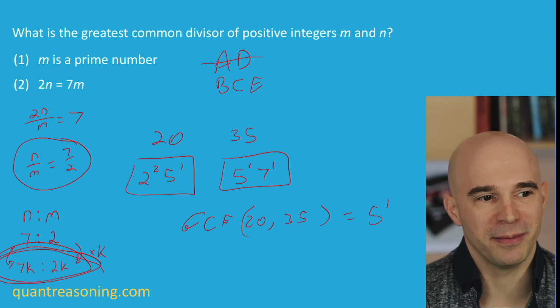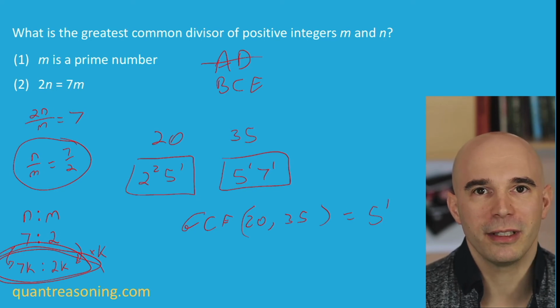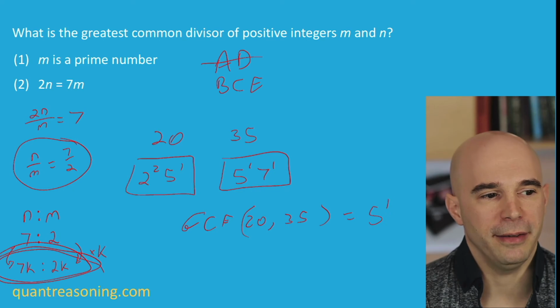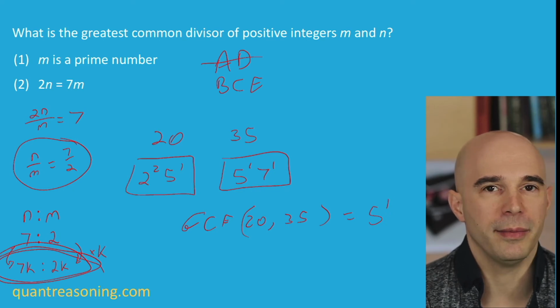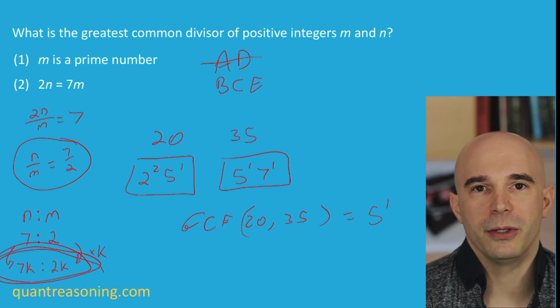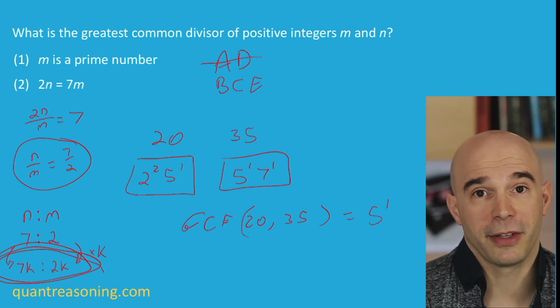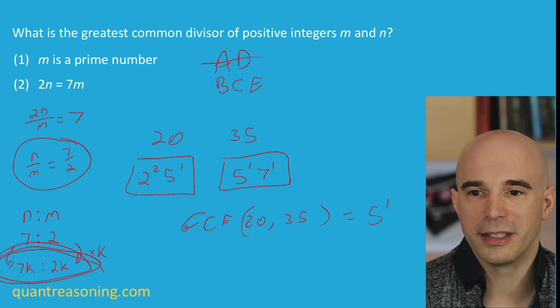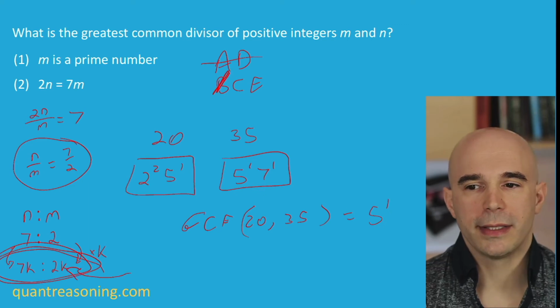They're both terrible statements. With statement 1, there's an infinite number of possibilities because we don't know the value of m. And with statement 2, there's an infinite number of possibilities because we don't know the value of k. All we know is the ratio of n to m, but we don't know what the scale factor is for that ratio, and whatever that scale factor is, that would be the greatest common divisor. What if we combine these statements?